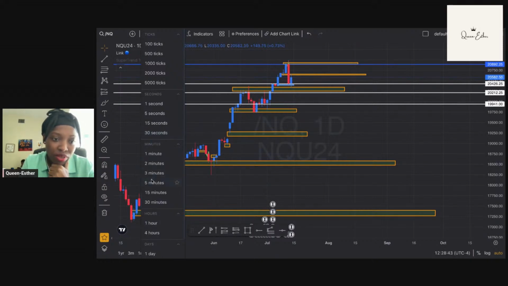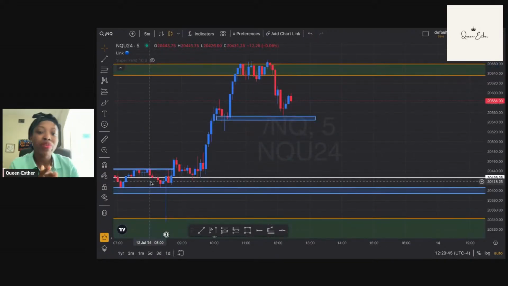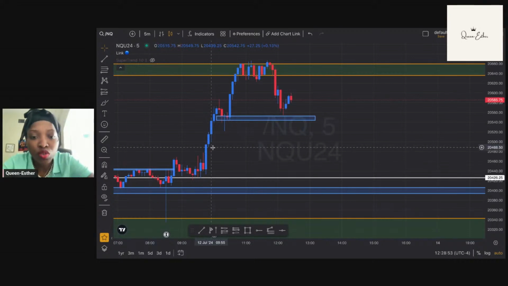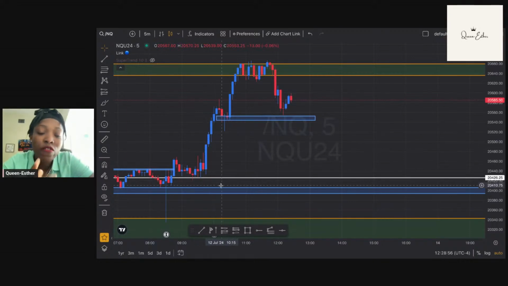Let's go to the 5 minutes. I use 5 minutes to mark up the charts, right? And then I sometimes take the trade on the 2 minutes because the 2 minutes is quicker than the 5 minutes. It shows me the next candlestick before the 5 minutes. And the candlestick pattern is very important.